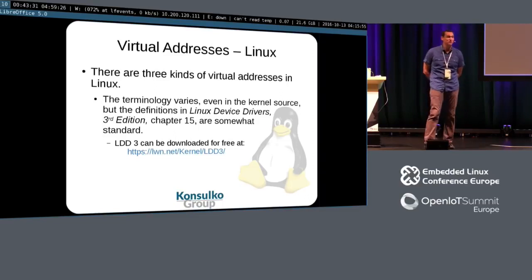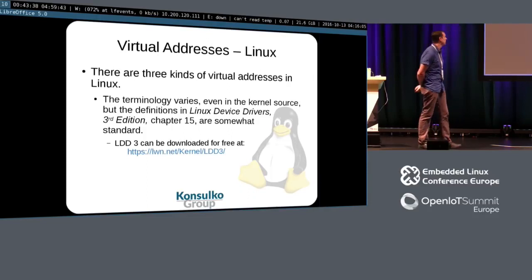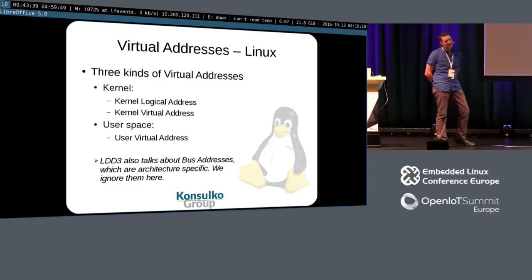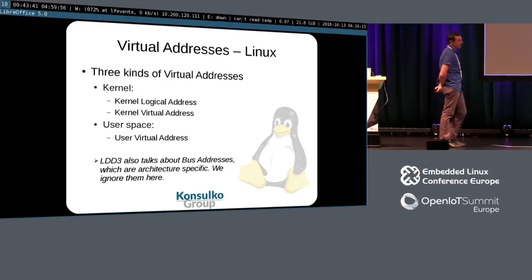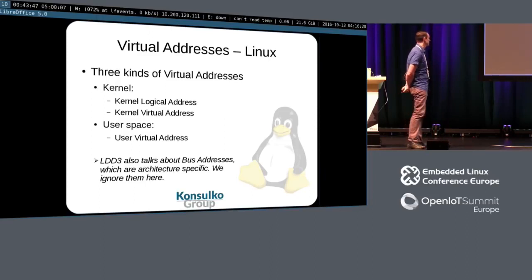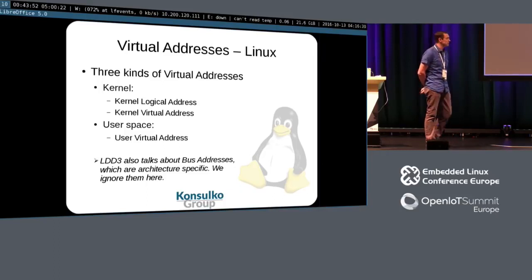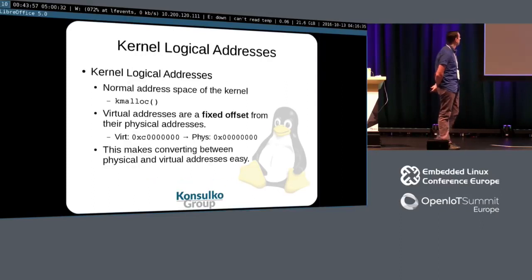There are 3 kinds of virtual addresses in Linux, and LDD defines these best. Some people use different terminology historically, but on the kernel side we have kernel logical addresses, kernel virtual addresses, and then we have user space virtual addresses. Okay, there's another special case, but most people don't speak about them exactly that way, either physical or bus addresses. But you can look at LDD3, the link was in there, for a little bit more information.